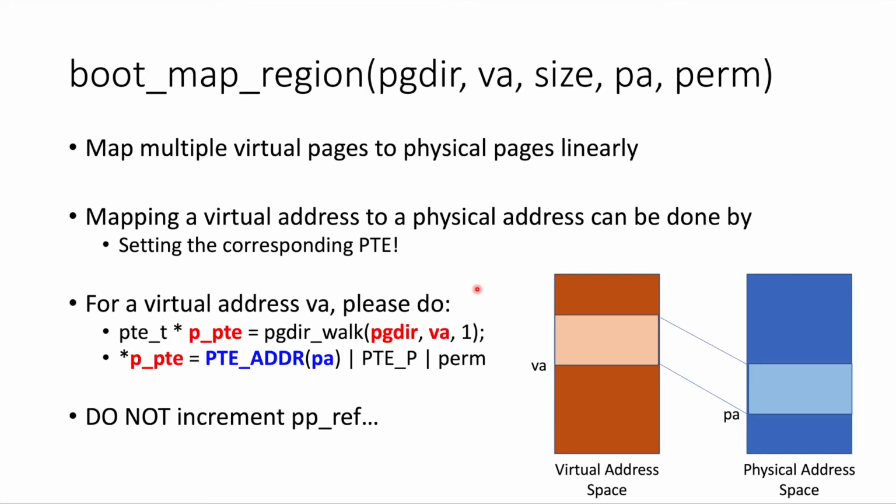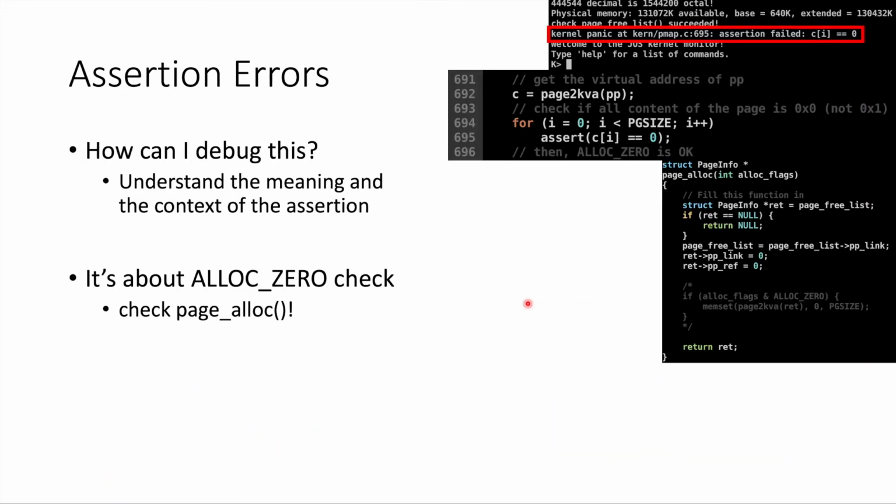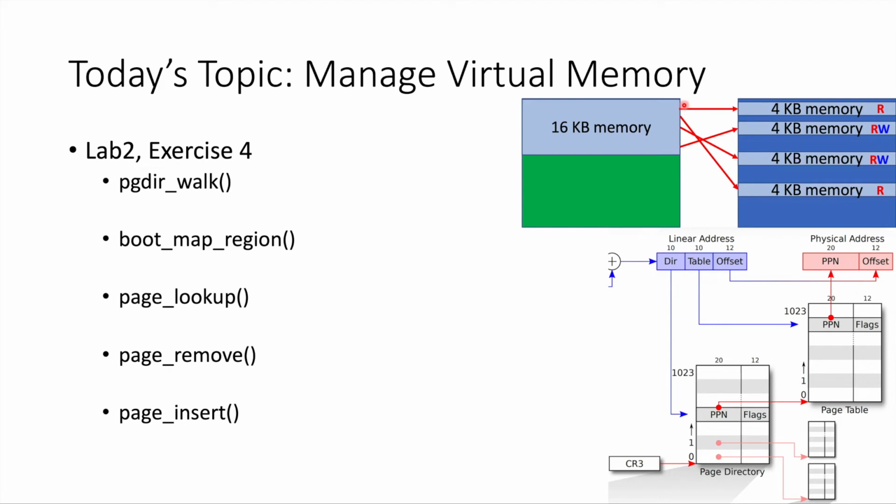And the next function is boot_map_region. The objective of this function is mapping multiple virtual pages to physical pages contiguously, starting from the virtual address VA for the size specified by the size variable, to the address space starting from physical address PA up to size. So the different thing is the use of the page walk, and then mapping a page would sum up the mapping like this.